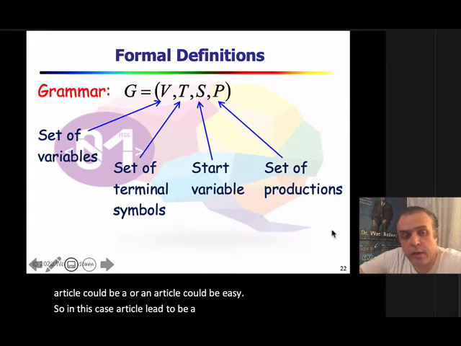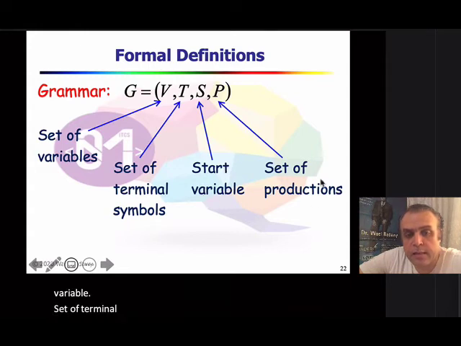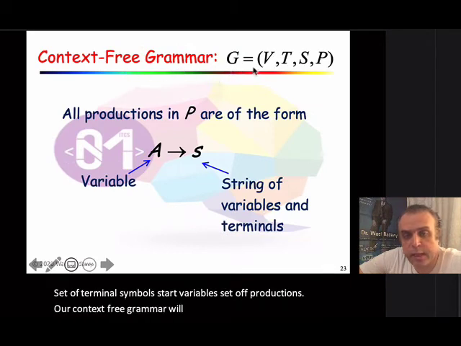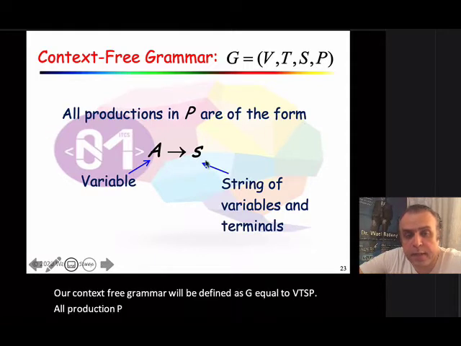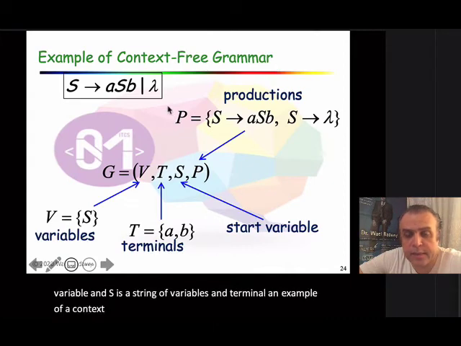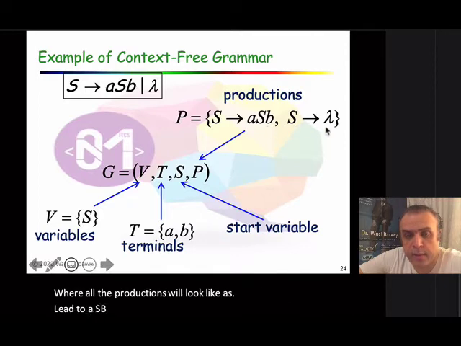So the formal definition of a grammar can be the set of variables, the set of terminal symbols, the start variable, and the set of productions. A context-free grammar will be defined as G equal to V, T, S, P. All productions P are in the form of A leads to X, where A is a variable and X is a string of variables and terminals. An example of a context-free grammar, we still use the same example: S leads to ASB, or lambda, where all the productions look like S leads to ASB, S leads to lambda.